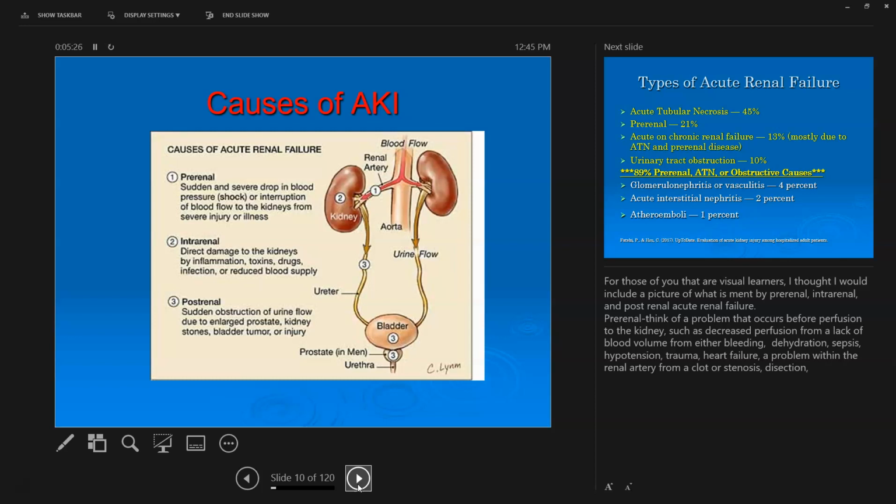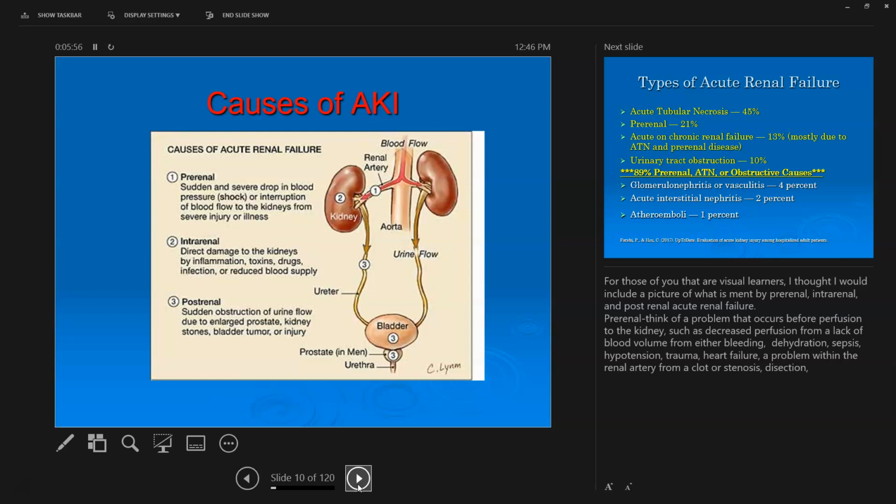So here's your kidneys, here's your ureter, here's your bladder. And this is your aorta here and your renal arteries. Okay, so think about pre-renal failure as all things that happen to blood flow, perfusion, and hemodynamics before it gets to the kidneys.